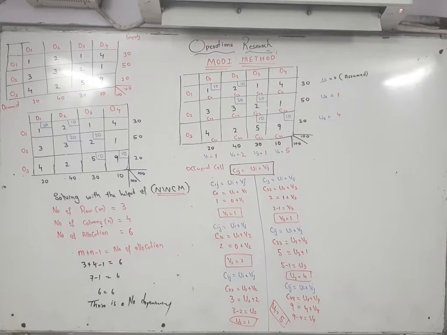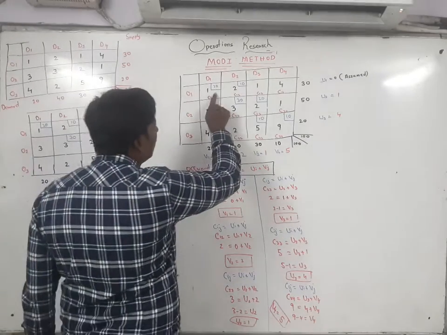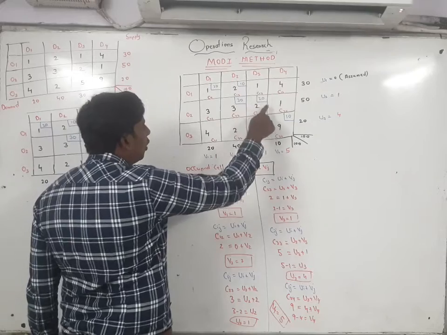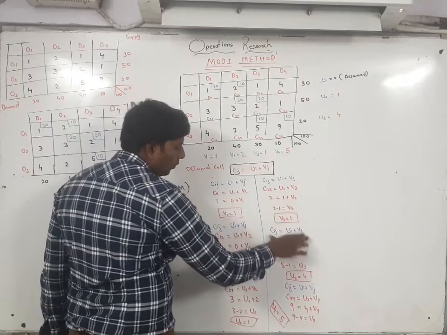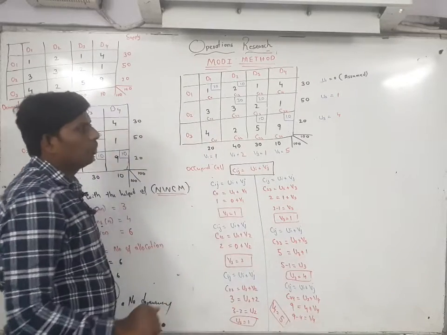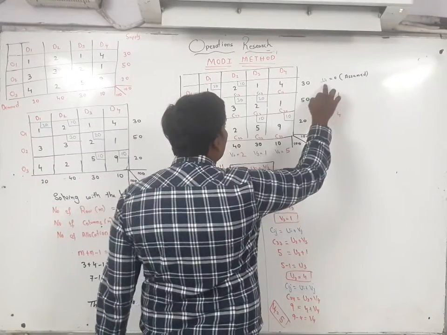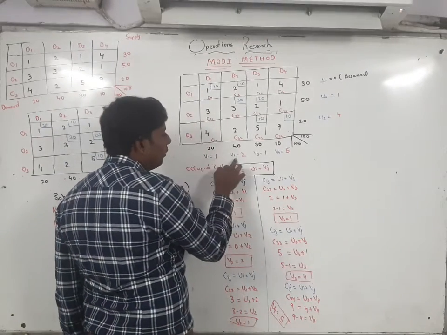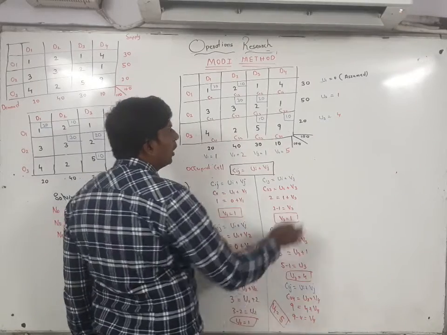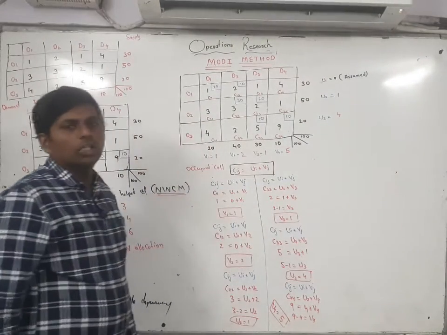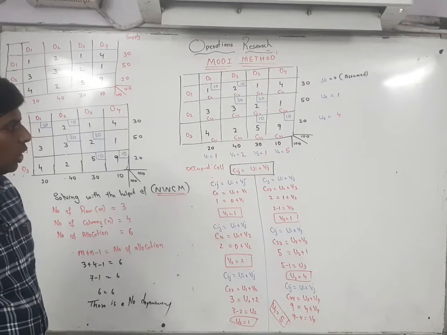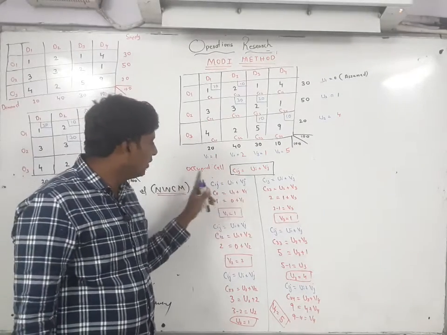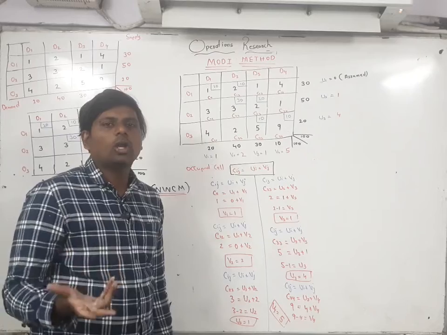Like this you have to find out wherever there are occupied cells. As you can see here, 1, 2, 3, 4, 5, 6. This is for the occupied cell, but in the starting, what you have to do here: u1, u2, u3, v1, v2, v3, and this is v4. In the starting, u1 you have to assume as 0. Then find out u2, then u3, then v1, v2, v3. This is the formula for the occupied or allocated cell.